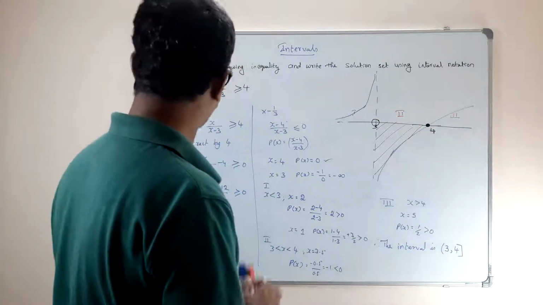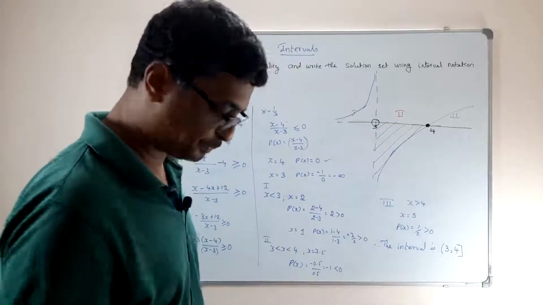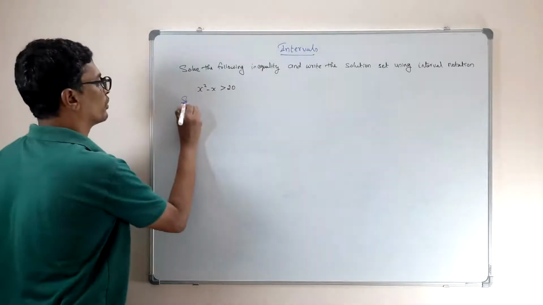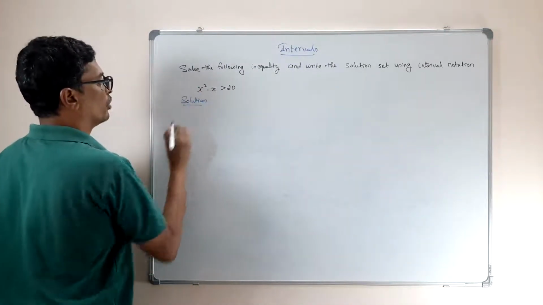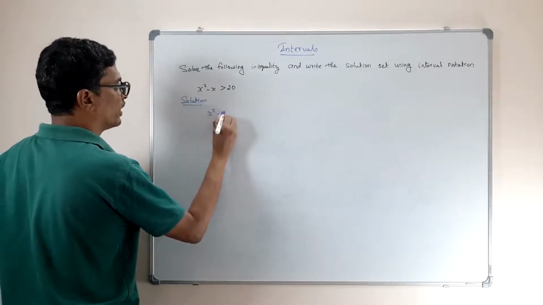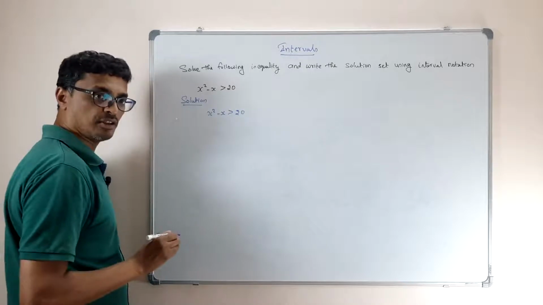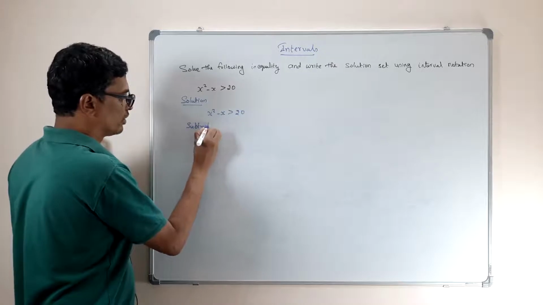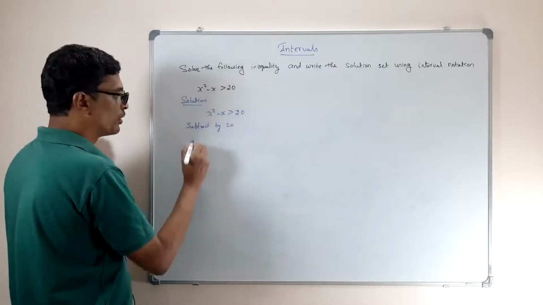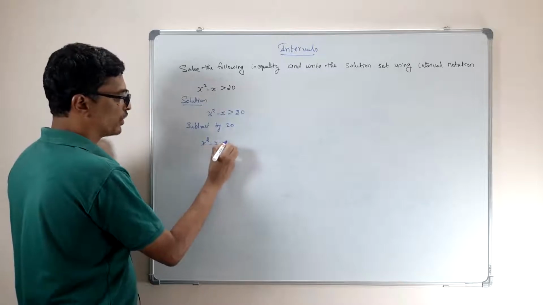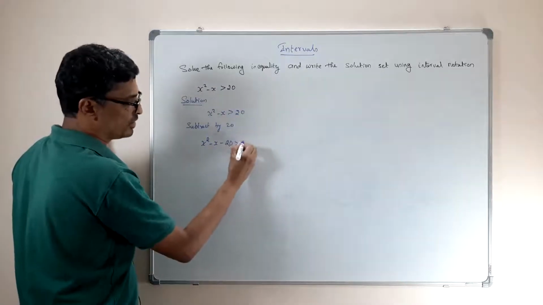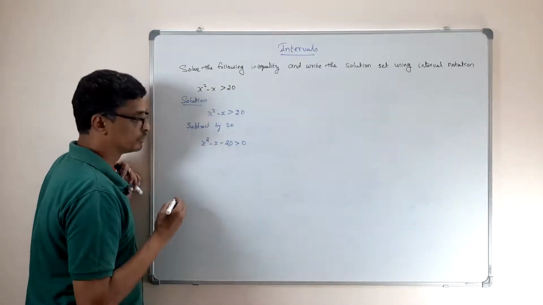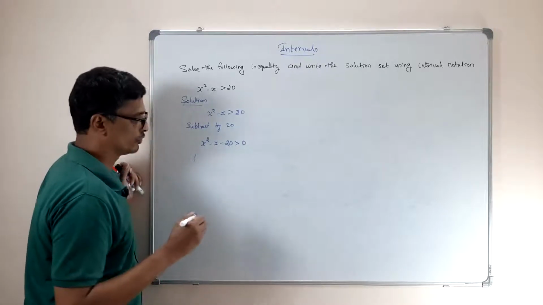Okay, so now let us take two more problems. Let us do this problem. How will you do it? X square minus x is greater than 20. Subtract 20, so it becomes x square minus x minus 20 greater than 0. You are subtracting, so the sign is not going to change. Again it's a quadratic. Factorize it, or use the quadratic formula.